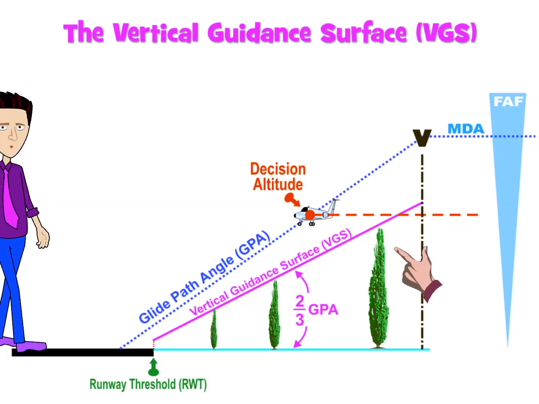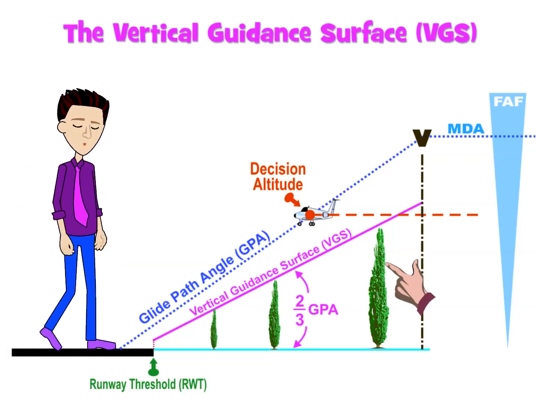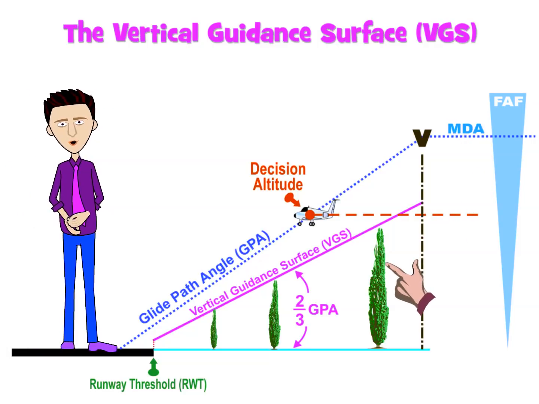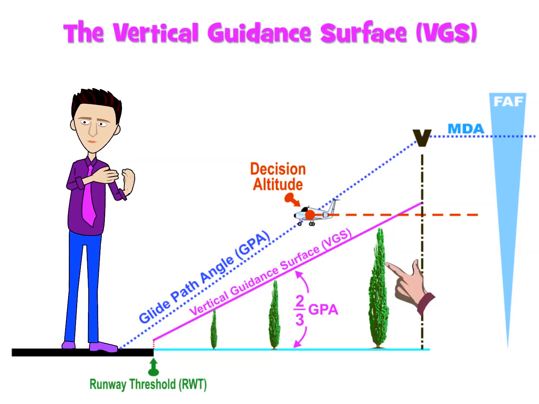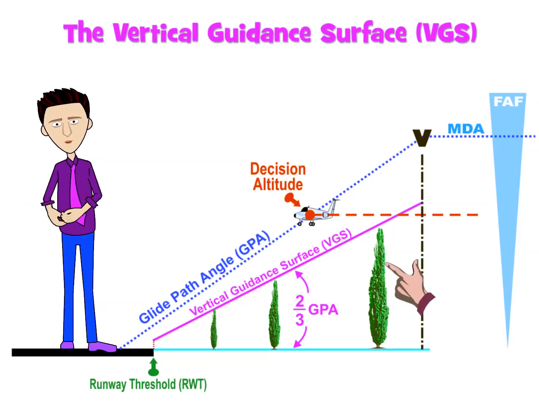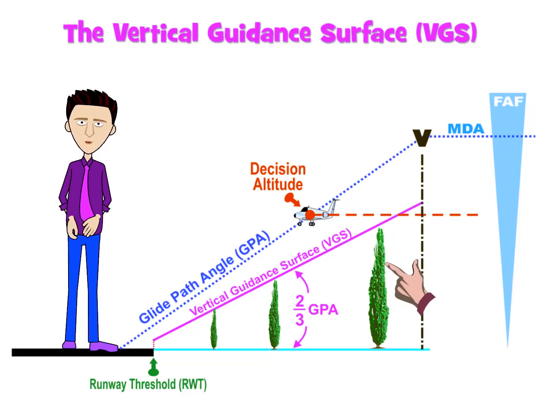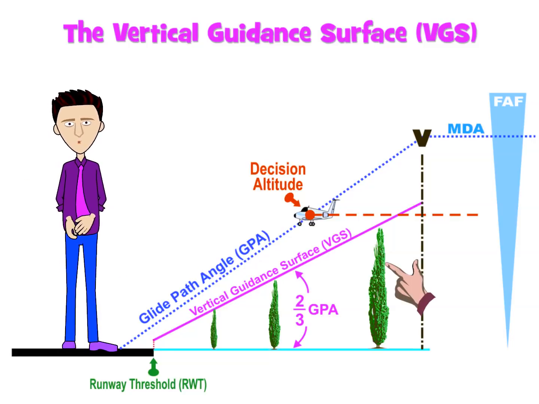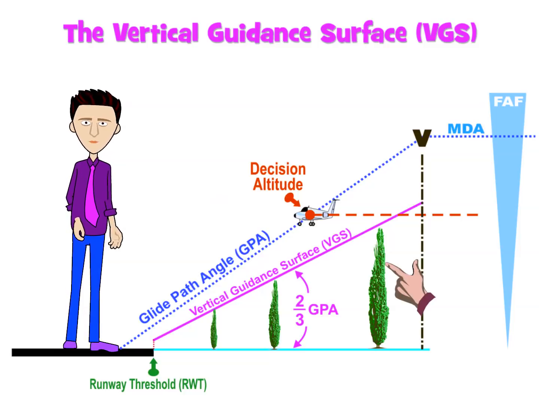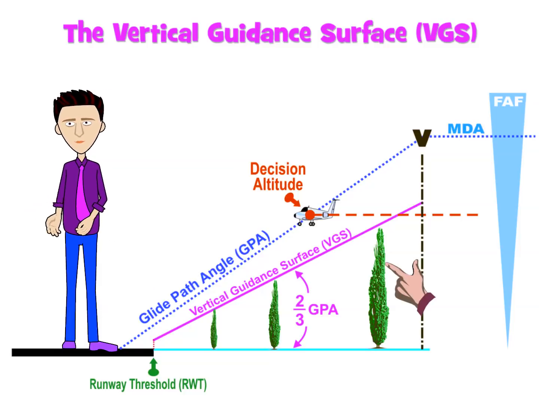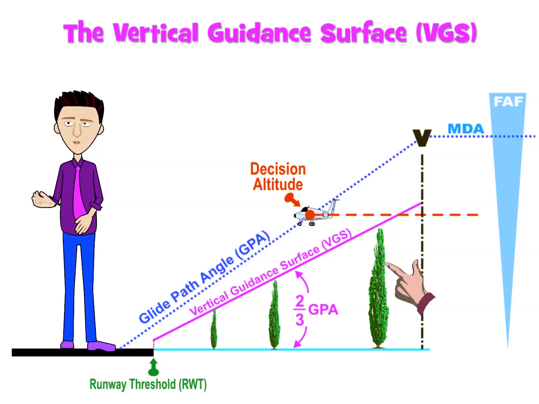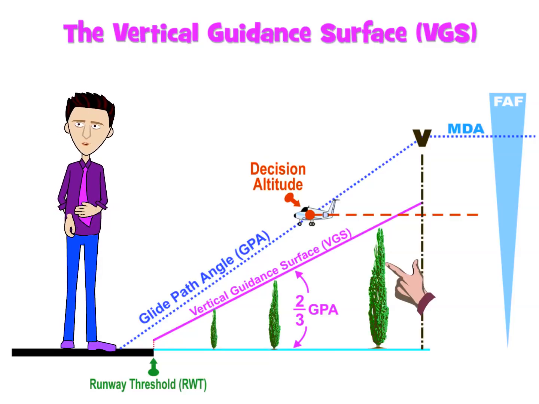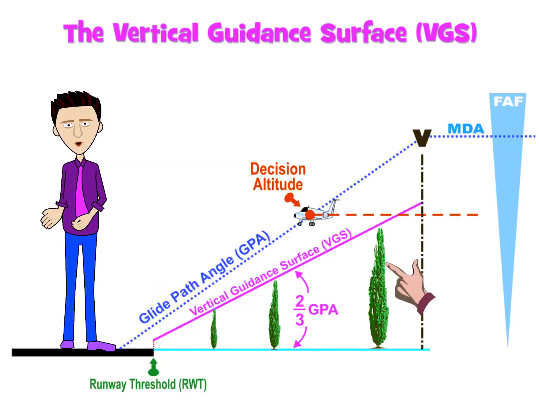Now, should any obstacle penetrate the vertical guidance surface, either the glide path angle will be adjusted, the procedure turn completion altitude will be raised, or the final approach course will be offset so the penetrating obstacle is no longer an issue. The vertical guidance surface, when eventually applied to all approaches, will give you greater confidence that obstacles will not destabilize your airplane in the visual segment of the approach.